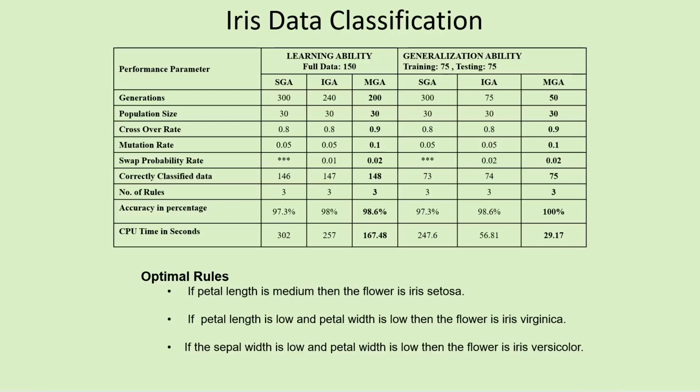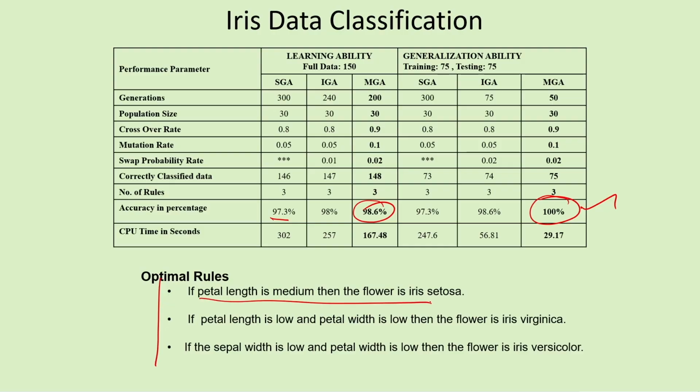So look at it. Now the SGA has 97, whereas MGA has 98.6. Here we have obtained 100% accuracy for the generalization abilities. I told you in the previous slide, right? For the Iris data, it is very easy to obtain 100% because even the neural network has obtained it. Also look at the rules. The rules are very simple, right? With only a few variables in the antecedent, we are able to discriminate the class label.